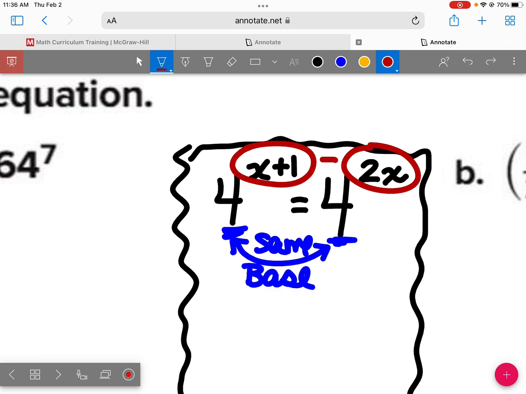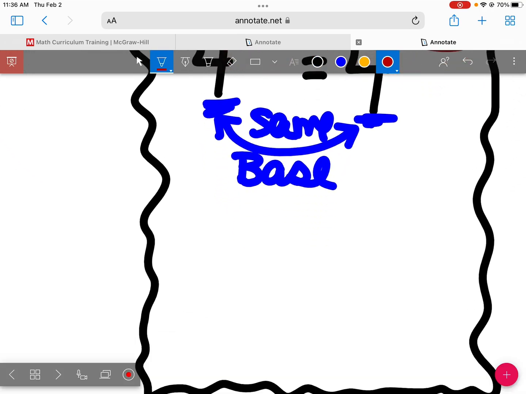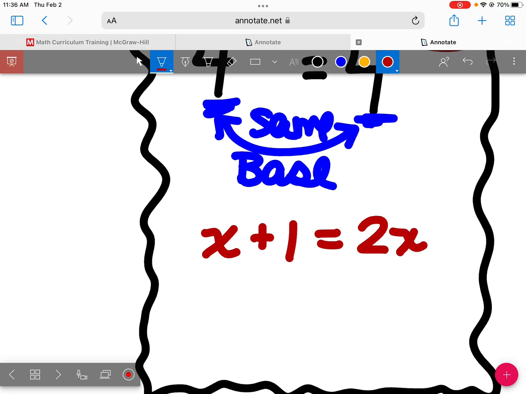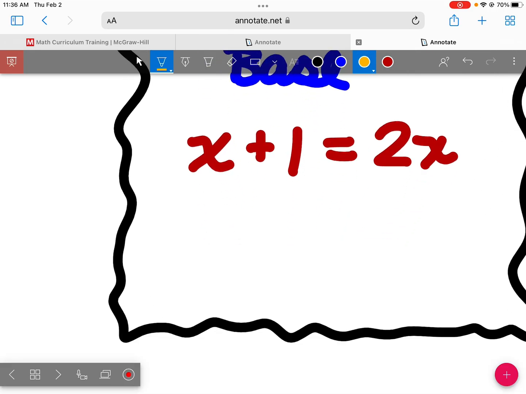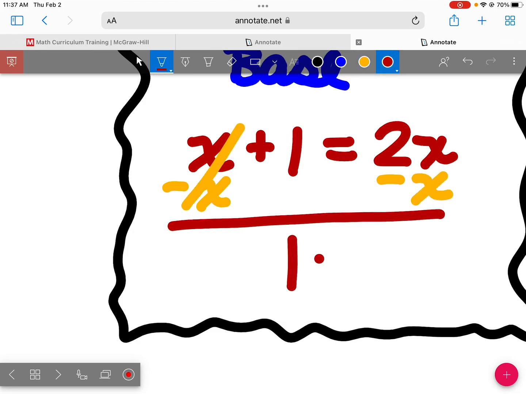So I could rewrite this whole problem since my bases are the same. I know these exponents also have to be the same. Can I solve that for x now? What would I need to do to solve it for x? Minus x, because I need to get my x's to the same side, minus x from both sides, and then 1 equals x.